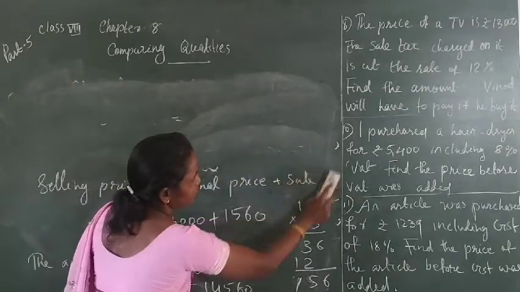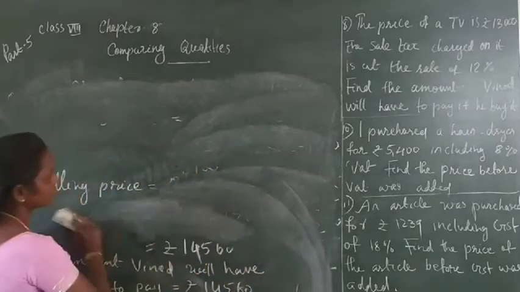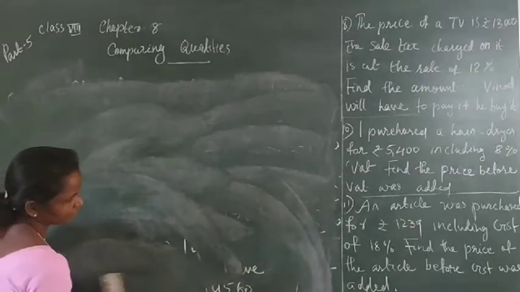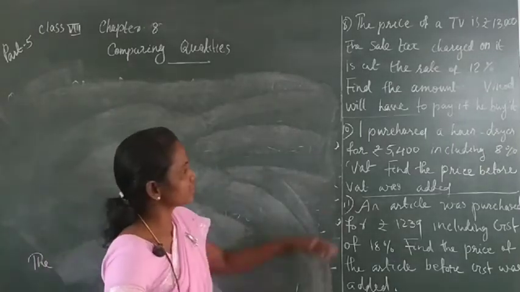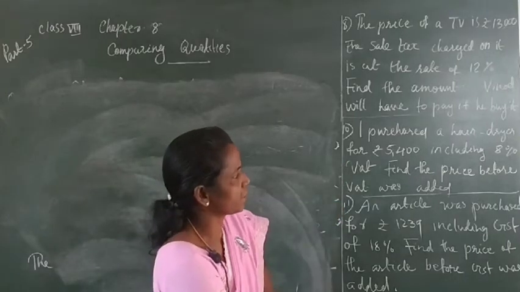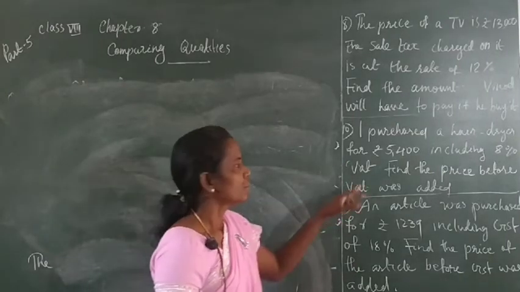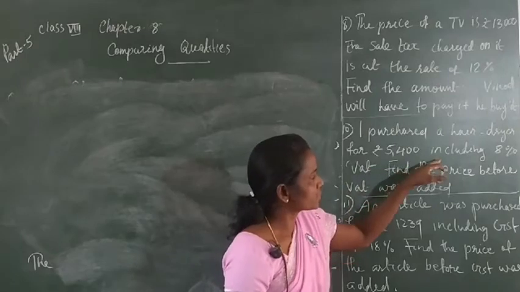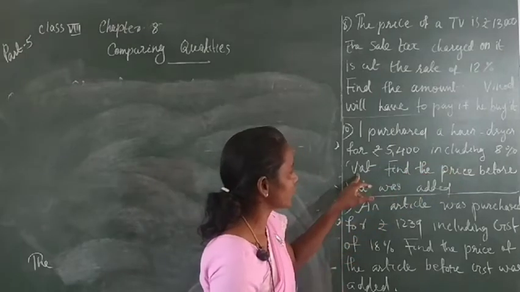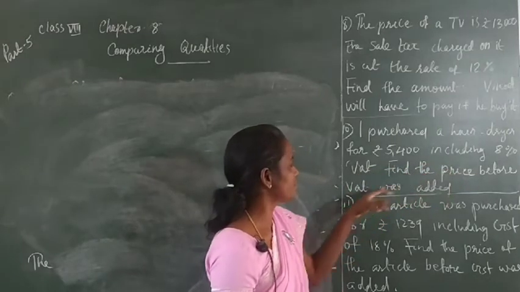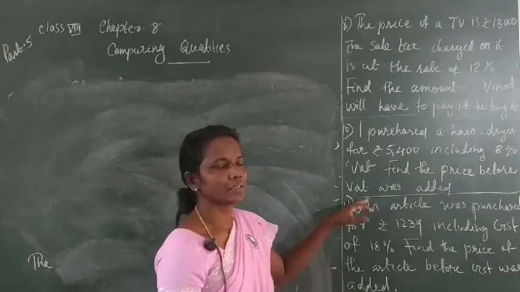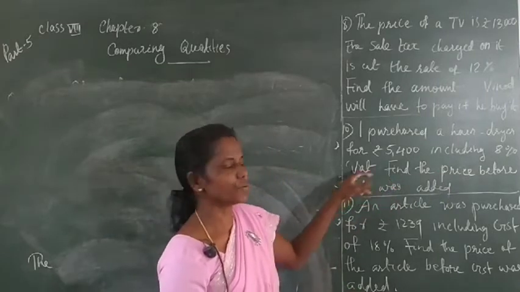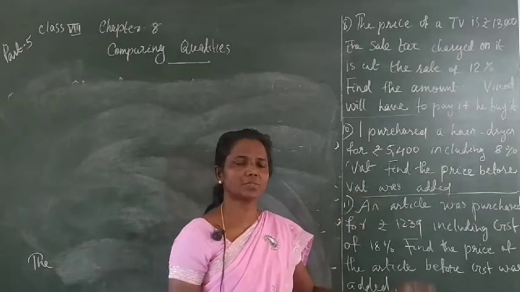Read question number 10. I purchased a hair dryer for 5,400 rupees including 8% VAT. Find the price before VAT was added. Then find out the price before VAT was added, means find the original price.